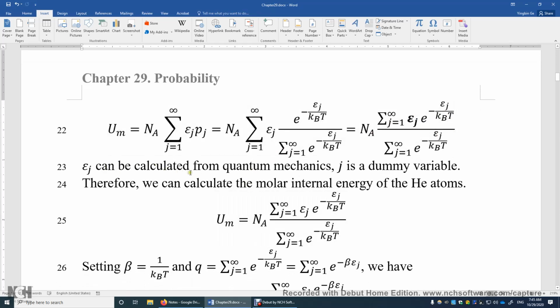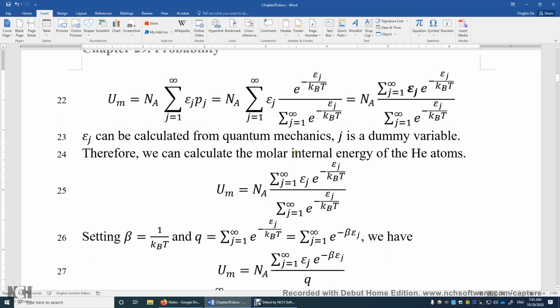Now, epsilon j can be calculated from quantum mechanics. For example, if you have learned particle in the box, you know this energy level j is j squared times h squared over 8ma squared, if the particle is confined in a box with a dimension of a. So again, j is a dummy variable, and we can calculate the molar internal energy this way.